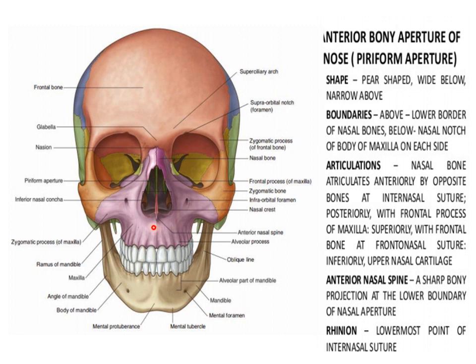Then we have the anterior nasal spine. As you can see, this is the anterior nasal spine, exactly this region. We can make it out in the real skull. It is a sharp bony projection at the lower boundary of the anterior nasal aperture. Like nasion, we have rhinion. It is the lowermost point of the internasal suture. So this area is nasion, and the lowermost point of the internasal suture is known as rhinion.